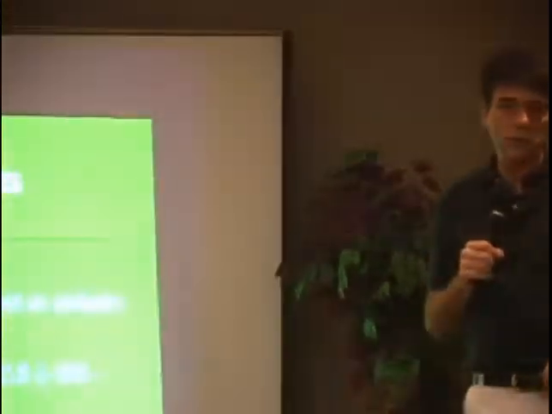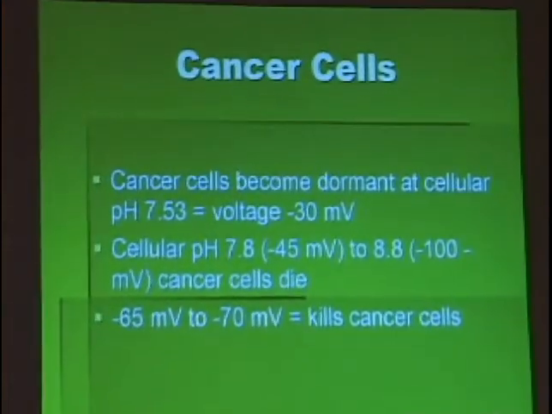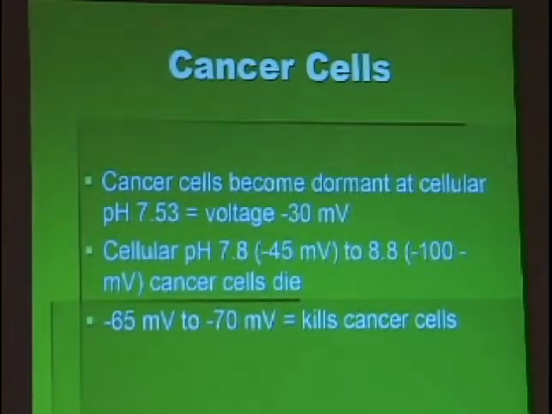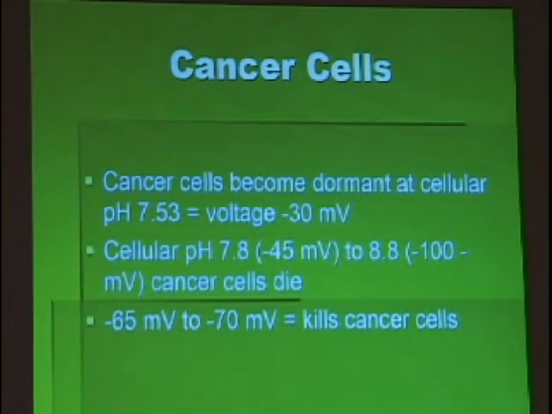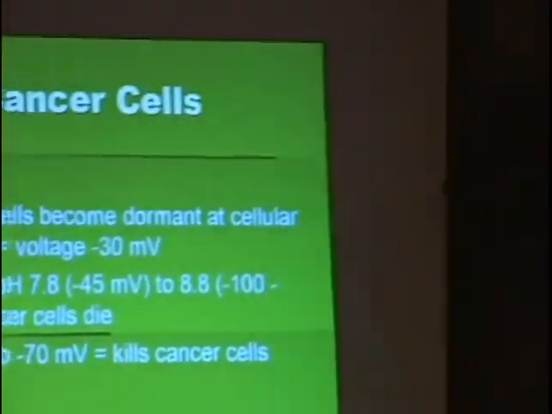Cancer cells become dormant at a cellular pH of 7.53, which is a voltage of minus 30. Remember, we need minus 22 to 25 to be healthy. So if you want to start going up, they start to become dormant. By the time they get to minus 45 millivolts, which is a pH of 7.8, and as high up as 8.8, they actually die. They begin to die. So the range that starts killing cancer is minus 65 to minus 70 millivolts.